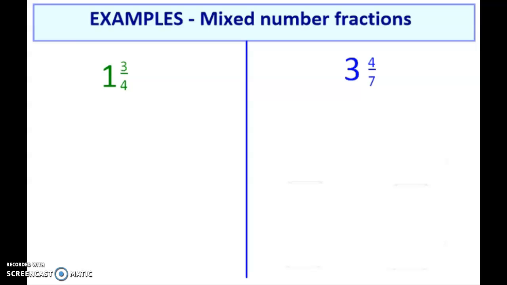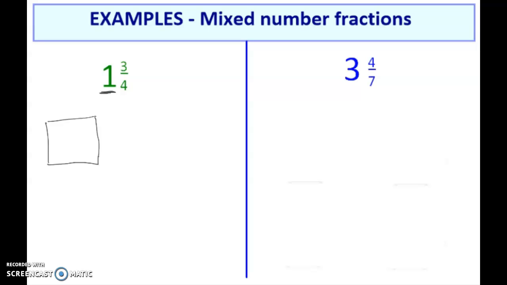I hope you got on okay with that. I know it's really difficult. For our last task, we're going to work backwards. So this time I've got a mixed number fraction and I want to see what that will be as an improper fraction. My first example is 1 3/4. So I've done a circle and a triangle. I think I'm going to do a square this time. So I have got 1 whole one.